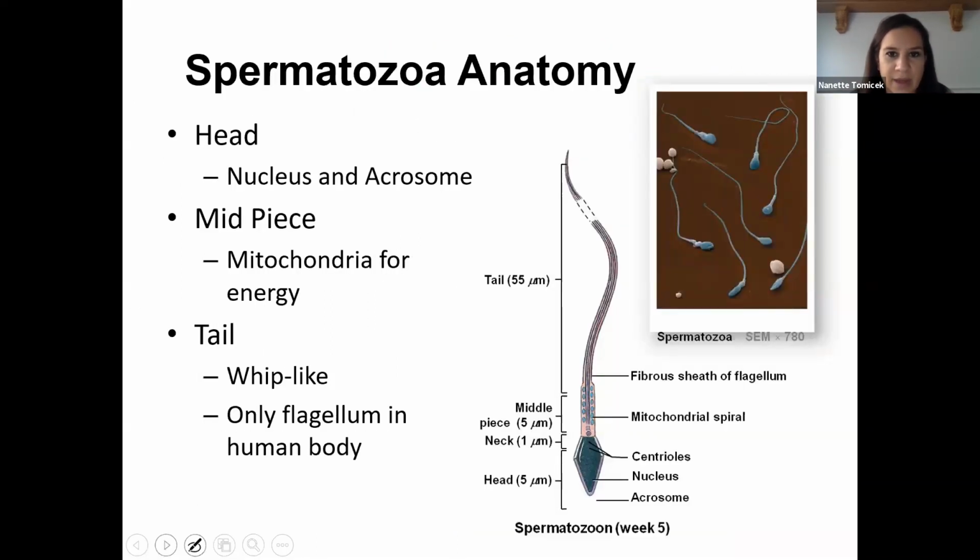Again, this is the spermatozoa anatomy. This is the final product. Basically DNA with a propeller. That's the insensitive nickname that we give the sperm cell.